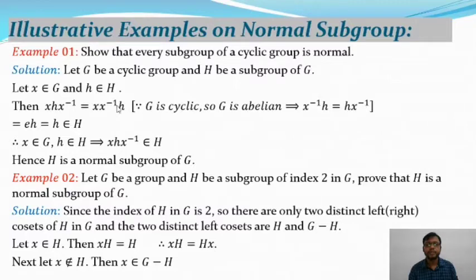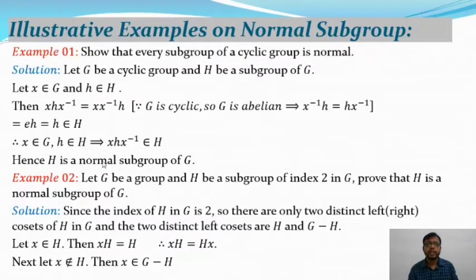And you know that x x inverse equals identity because G is a group. So x x inverse is equal to identity, and it also belongs to G. So therefore x h x inverse equals h, and h lies in capital H, where capital H is a subgroup of G. So therefore x belongs to G and h belongs to H, and this implies x h x inverse belongs to capital H. Then from the first theorem on normal subgroup, we conclude that H is a normal subgroup of G.